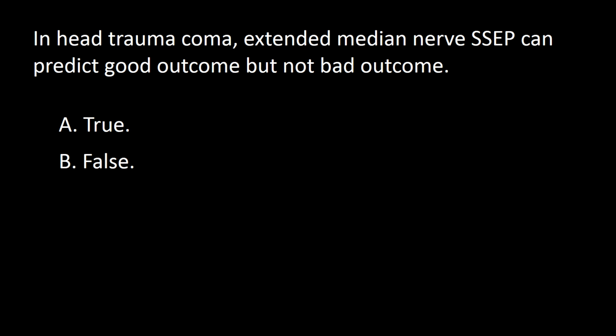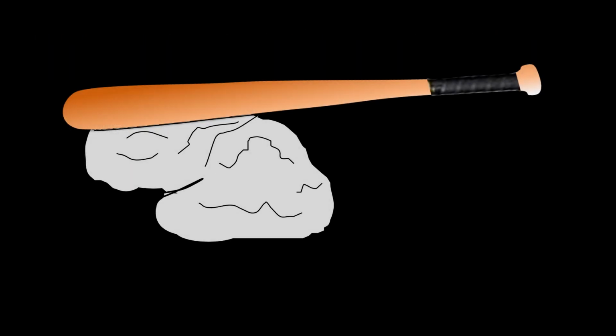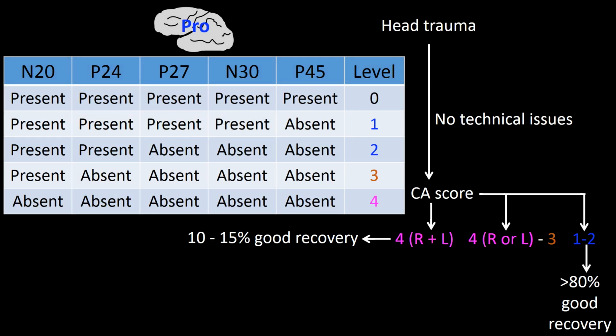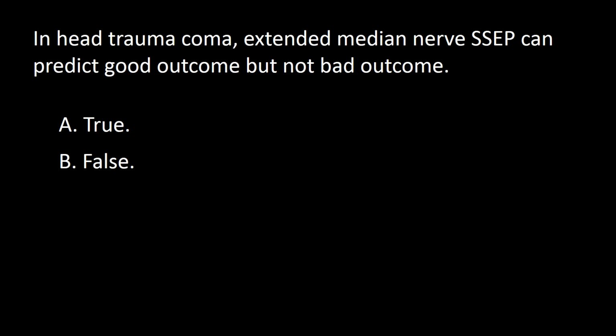Next question. In head trauma coma, extended median nerve somatosensory evoked potential can predict good outcome, but not bad outcome. A. True. B. False. The story with head trauma is different. In the case of head trauma, even those with bilateral absence of N20 and all other waves bilaterally have a 10 to 15% chance of good recovery, while those falling in level 1 and 2 of cortical assessment have an 80% chance of good recovery. I assume those falling at level 0 also fall in the same category. So the answer to this question is true.